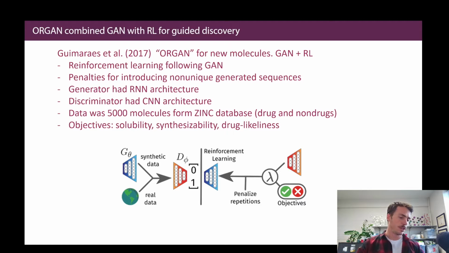Maybe you made molecules that can't be synthesized, or maybe you made a molecule that wouldn't work as a drug, or maybe it just doesn't have the properties or whatever else, right? Your reinforcement learning, where you now have a reward structure that rewards or penalizes based off of compliance with these different attributes, allows you to guide the generation towards what you're looking for. So very cool approach. In this paper, they used a recurrent neural network architecture for the generator. They used a convolutional neural network for the discriminator. They trained this on about 5,000 compounds in the ZINC database. These are drugs and non-drugs. And the types of objectives that they were after were things like solubility, synthesizability, and drug-likeness.